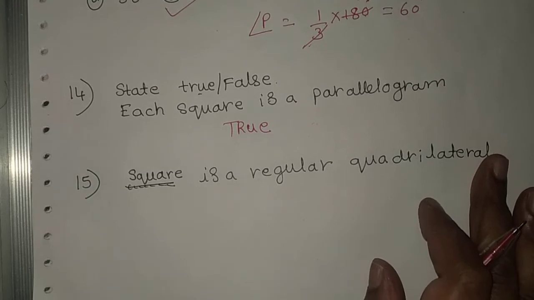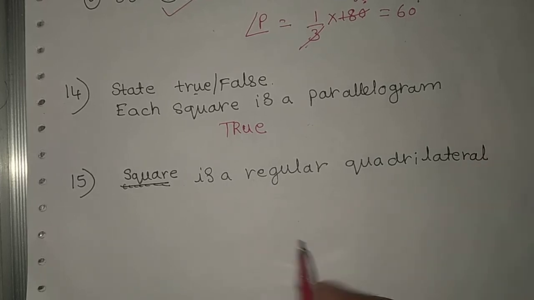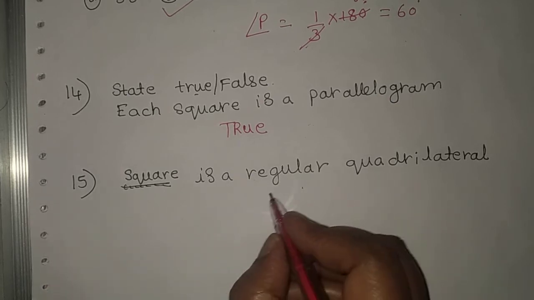So next, one more statement is there. Here also we have to state whether it is true or false. What is given is: a square is a regular quadrilateral. Yes, a square is a regular quadrilateral.